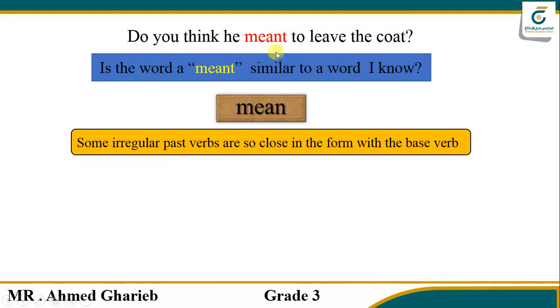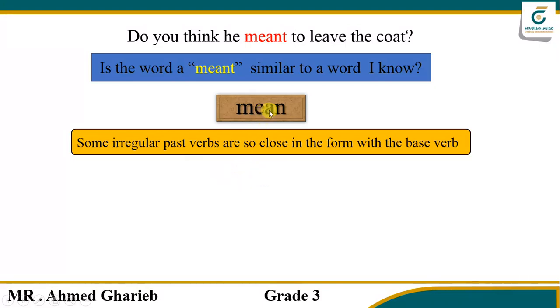So if it's a verb, some irregular verbs have slight changes from the base verb. So try to figure out, is it a verb or a noun first? So using the word I know, mean, in the present simple, I figured out the meaning of the past simple meant. Okay, because meant is the irregular form of mean in the present.